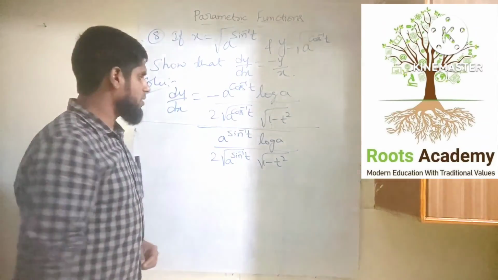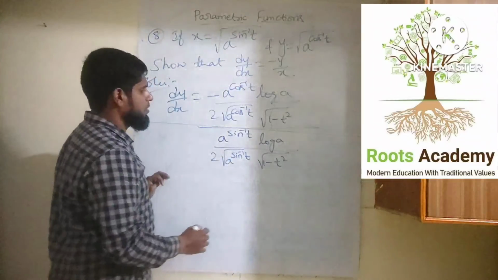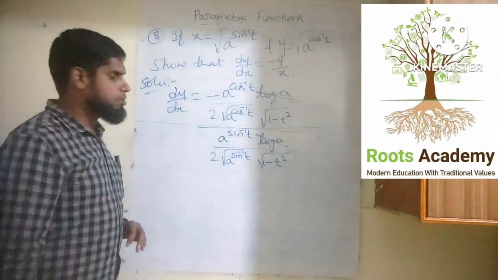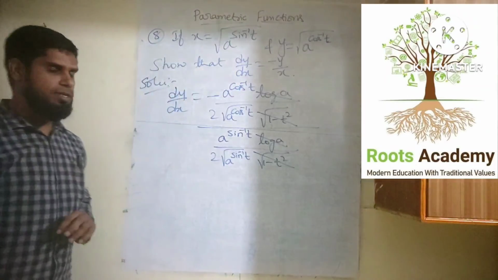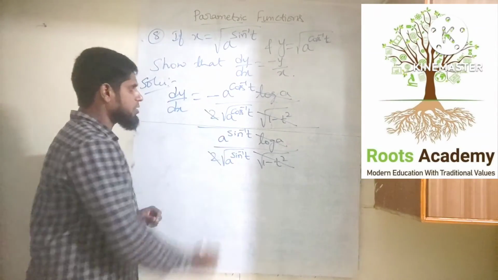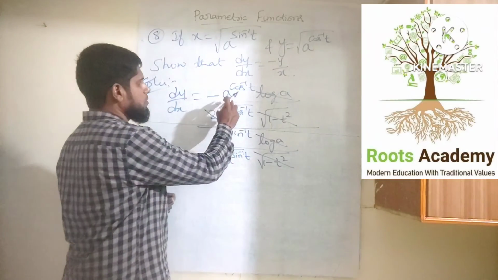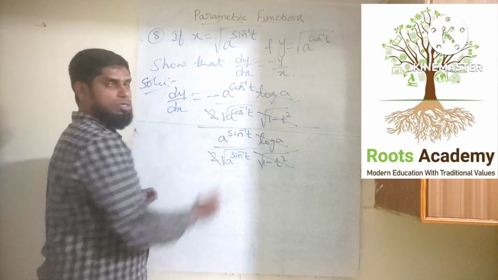Now student, after this, let us try to cancel wherever cancellation is possible. Log a gets cancelled. Then root of 1 minus t square gets cancelled. This 2 and this 2 get cancelled. Now what do we have? We have minus a power cos inverse t, root of a power cos inverse t.